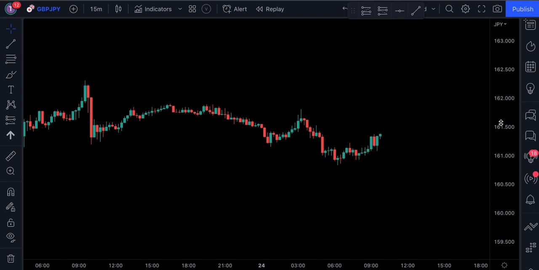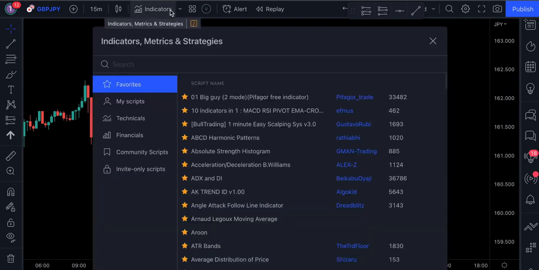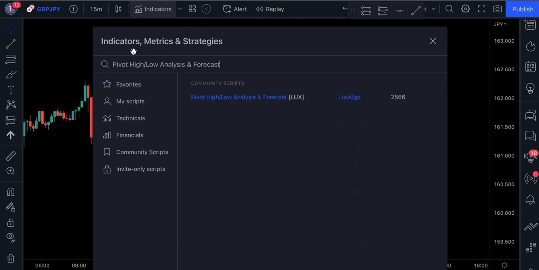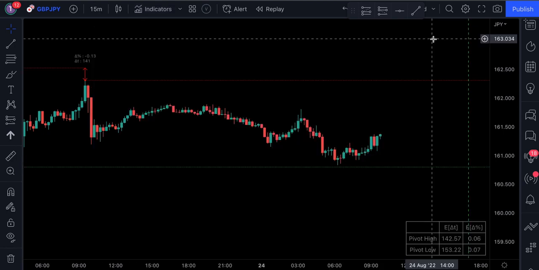Okay, now let's click on the indicators tab and search for Pivot High/Low Analysis & Forecast by LuxAlgo. Make sure you save this indicator to your collection. This indicator returns pivot point highs/lows alongside the percentage change between one pivot and the previous one and the distance between the same type of pivots in bars.